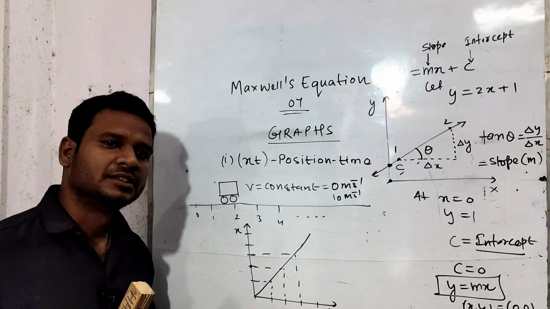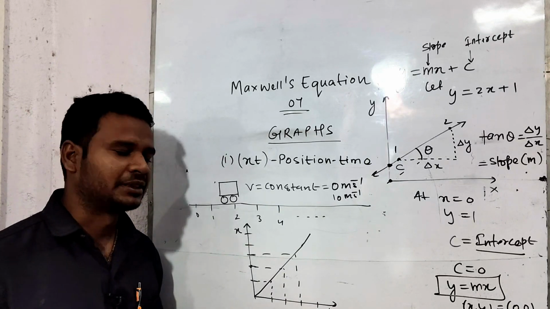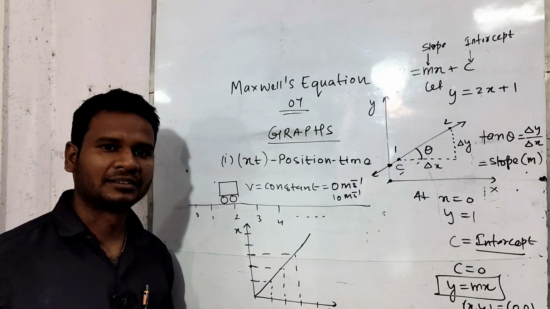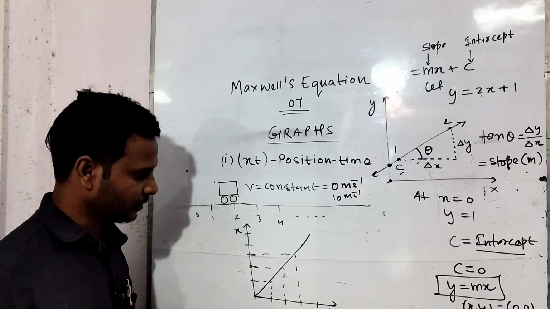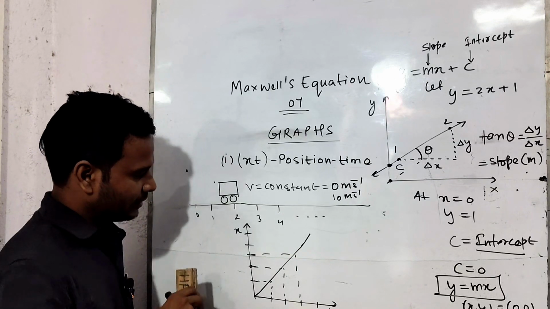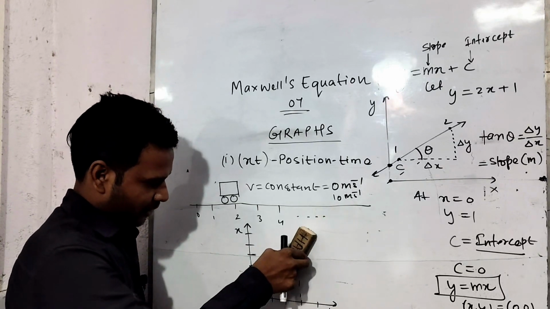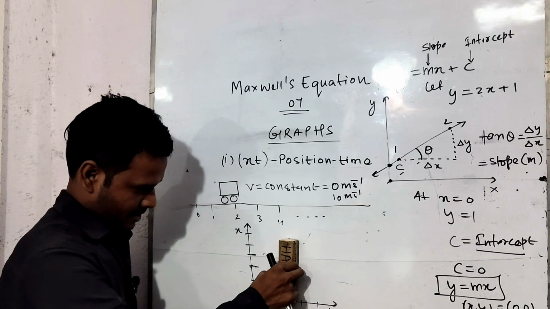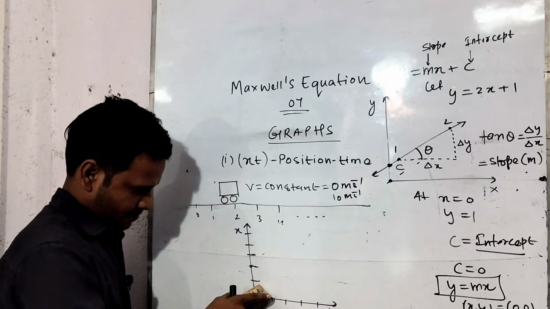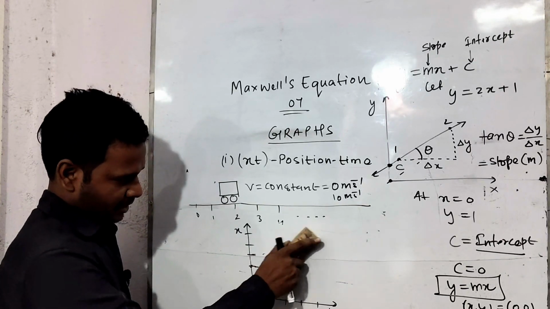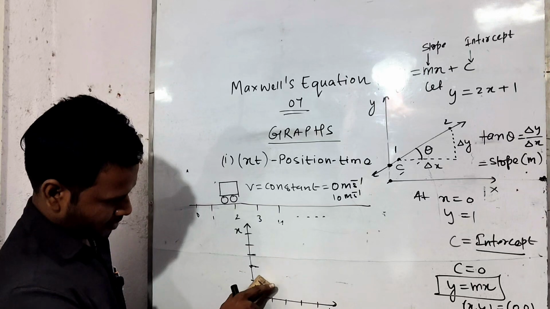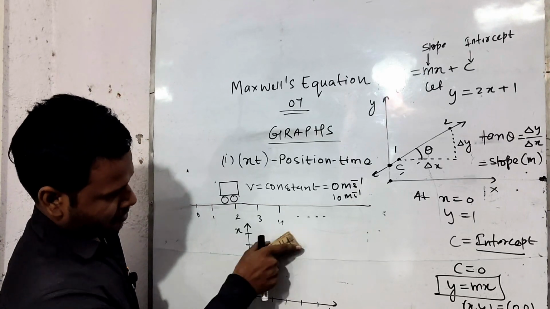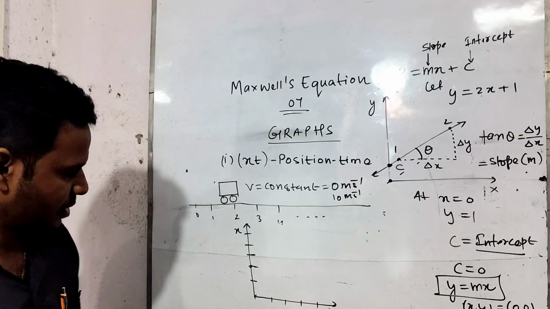What happens if velocity is not constant, meaning in the case of accelerated motion? In the case of accelerated motion, we can rub this line. You can take a screenshot if you want.